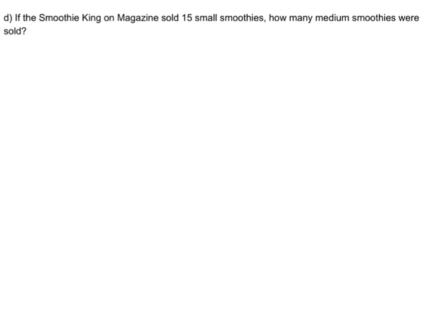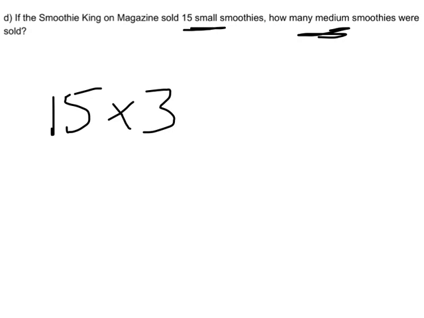Now for this last part, part D, if the Smoothie King on Magazine sold 15 small smoothies, how many medium smoothies were sold? I can use the sentences I just created in part C to solve this really easily. I know that the number of medium smoothies is 3 times as much as the number of small smoothies. So go ahead and solve that now. That's right, so you've got 15 times 3, and that's going to give you 45. 45 medium.